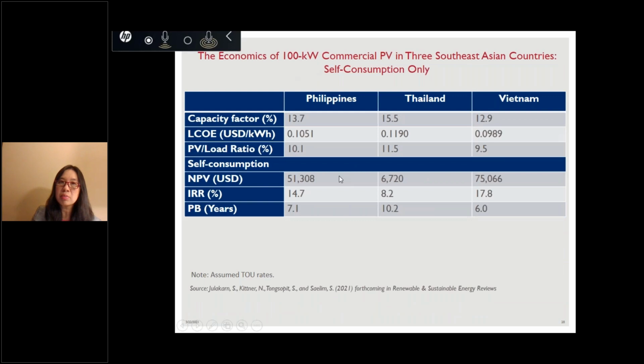And this is for commercial customers. We can see the general trend, but this is for self-consumption scheme only.